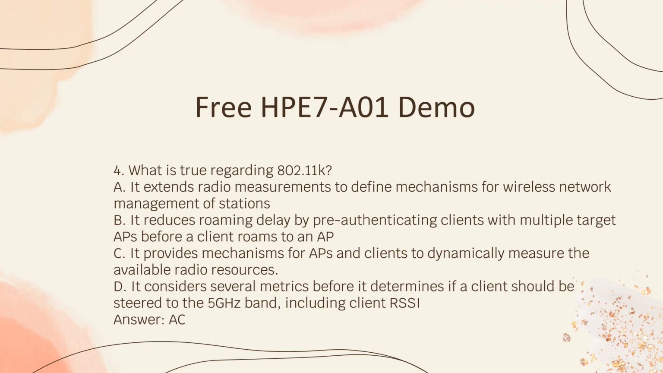802.11k? A. It extends radio measurements to define mechanisms for wireless network management of stations. B. It reduces roaming delay by pre-authenticating clients with multiple target APs before a client roams to an AP. C. It provides mechanisms for APs and clients to dynamically measure the available radio resources. D. It considers several metrics before it determines if a client should be steered to the 5 GHz band, including client RSSI. Answer: A, C.